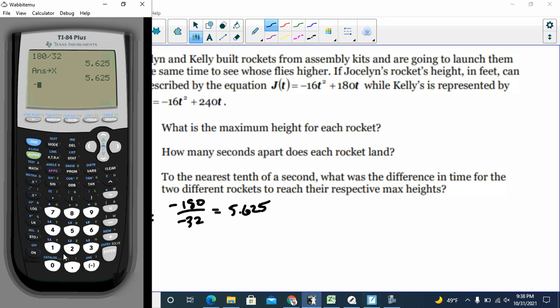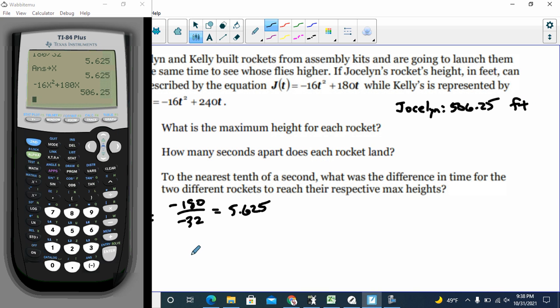So I'm going to store it as x and then type in negative 16x squared plus 180x. So Jocelyn's reaches a maximum height of 506.25, and that is measured in feet.